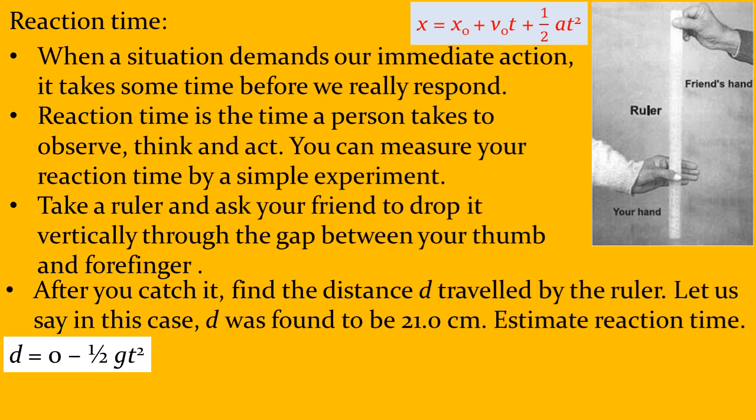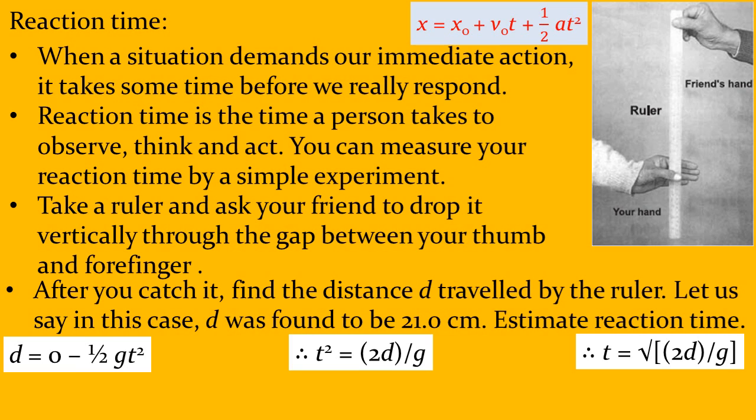I can rearrange this equation because I'm interested in t, isn't it? I know d. So if I rearrange this equation, it becomes t square is equal to 2d by g. Now I can take square root on both sides. I'm interested in t, not t square. So if I take square root on both sides, I'll get t equal to under root 2d by g.